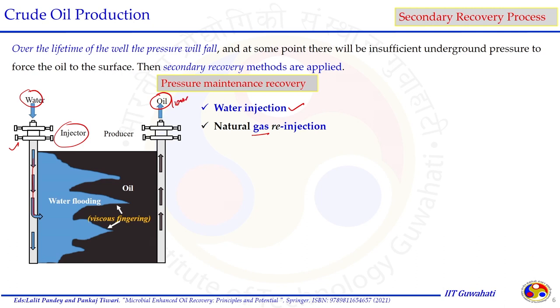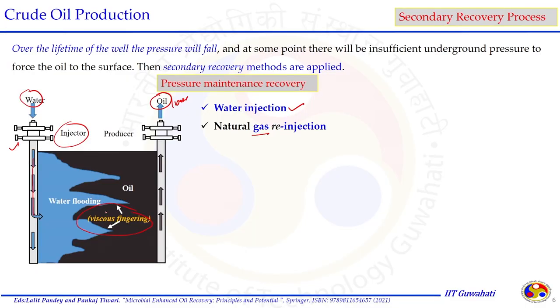So what happens, if we see in this diagram, the water is injected at the injection point, and then the front of the water starts moving towards the production well. Now between the injection and production there is oil, so this water will provide the pressure to push that oil towards the production well. Now a phenomenon called viscous fingering happens in the water injection process.